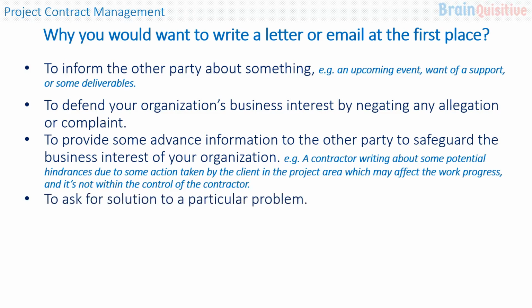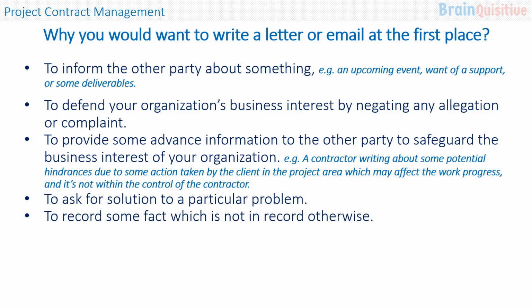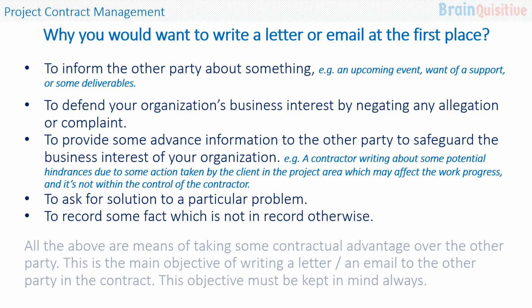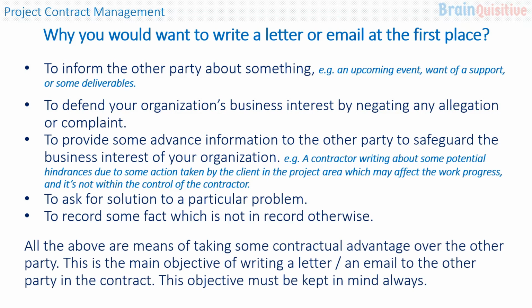You can ask for a solution to a particular problem from the other party through your letter or email. You can record some fact which is not on record otherwise. All the above are means of taking some contractual advantage over the other party. This is the main objective of writing a letter or an email to the other party in the contract. This objective must always be kept in mind while drafting a contractual letter.